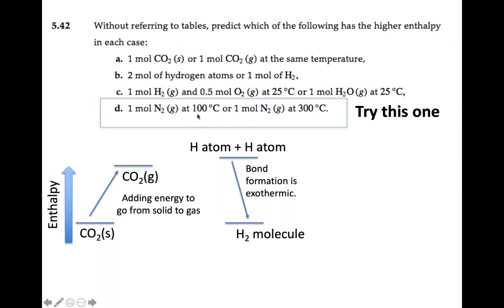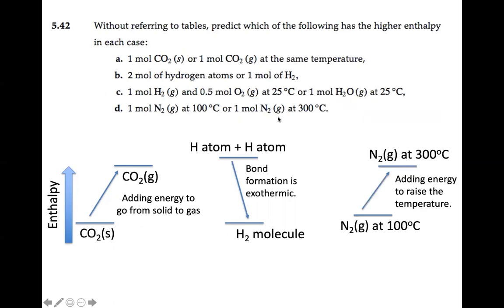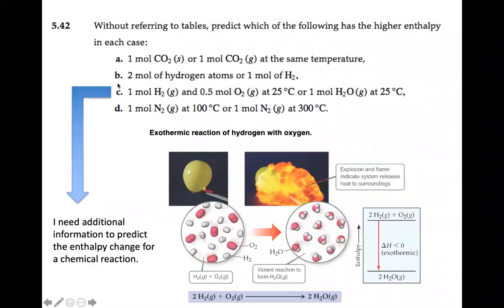So within this one, if I were to rank these two, I've got the same amount, 1 mole in each case. It's N2 gas in each case, but they're different temperatures. I know that in order to raise the temperature, I have to add heat to it. So this would be another one where I don't need any additional data to know that the N2 gas is at a lower enthalpy than the N2 gas when it's raised to 300 degrees C. The only one I need data for is choice C, question C.